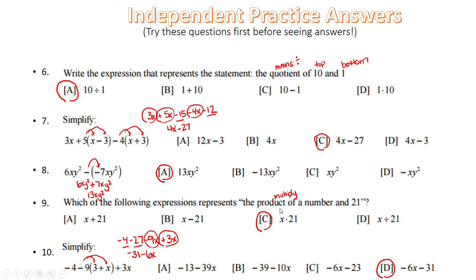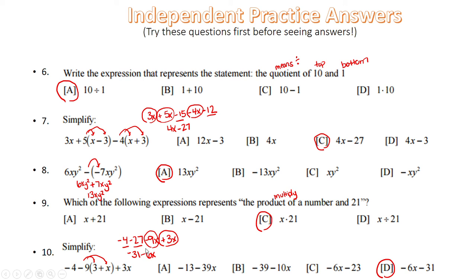On number 9, we have a product, so you have to pick the one that means product, which would be C. On number 10, you have to bring down the negative 4 and the plus 3 because they have nothing to do with what we need to distribute. We're only distributing negative 9. So negative 9 times positive 3 becomes negative 27. Negative 9 times x becomes negative 9x. Then I combine my two x's together. Negative 9 plus 3 is negative 6. And my two whole numbers together, negative 4 and negative 27, is negative 31. So my answer is D.